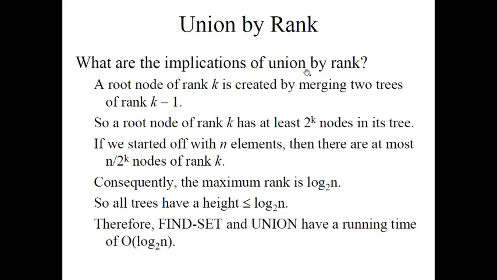What are the implications of union by rank? A root node of rank k is created by merging two trees of rank k minus 1. So a root node of rank k has at least 2 raised to k nodes in the tree. And if we started off with n elements, there must be at most n by 2 raised to k nodes of rank k. Consequently, the maximum rank is log n. So all trees have a height less than or equal to log n. Therefore, find set and union have a running time of log n.